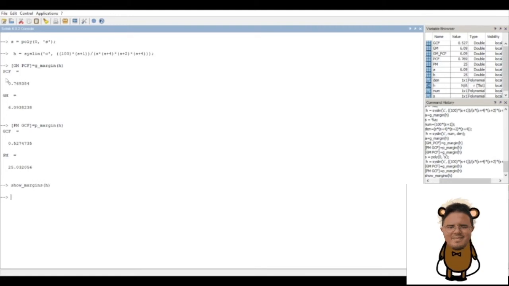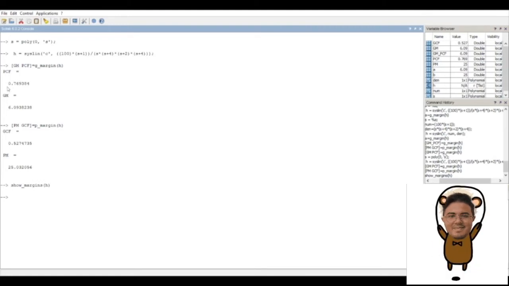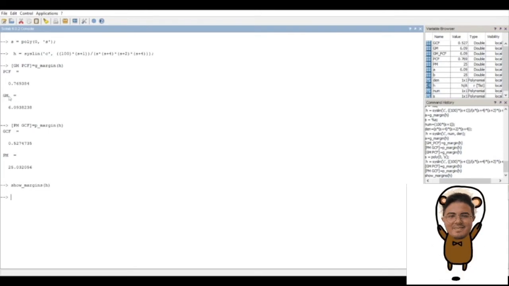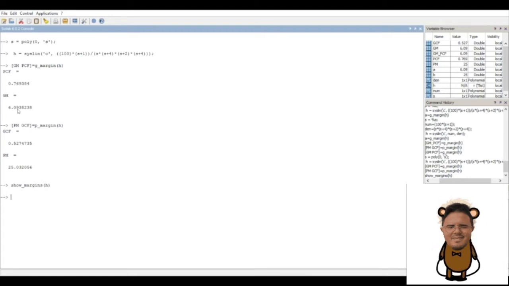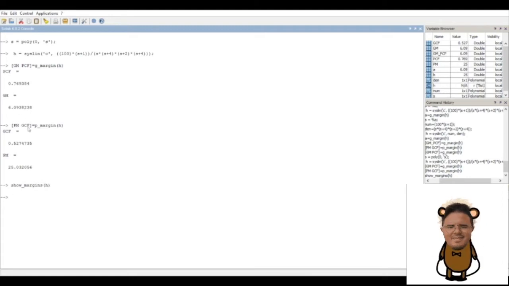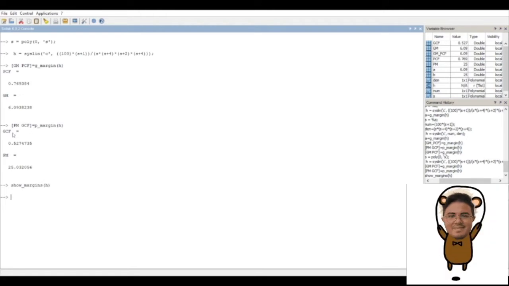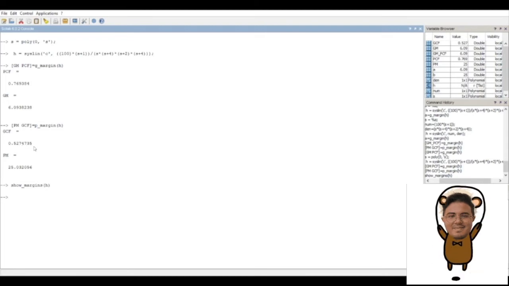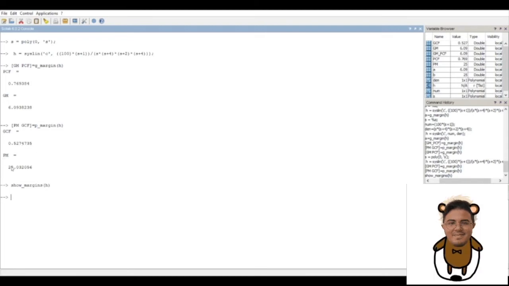For the phase crossover frequency, it will be 0.769384. For the gain margin, we will get 6.0938238. Next, we get the gain crossover frequency and the phase margin. The gain crossover frequency will be 0.5274735. For the phase margin, it will be 25.032056. We will show the margins in the next part.